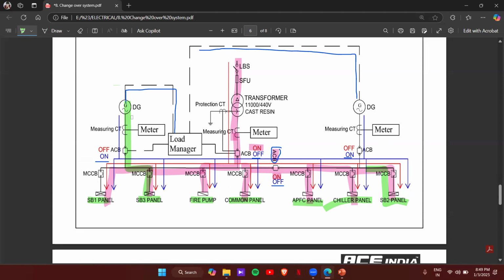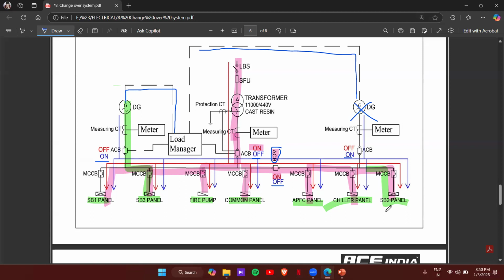Suppose if one DG is not working. In buildings like hospitals and shopping malls, we'll be having a backup DG also. If one DG is not working, we'll have a standby DG. In some cases we don't do that, but in essential spaces, critical conditions like this, we'll provide a backup DG as well. Let's say if one is not working.